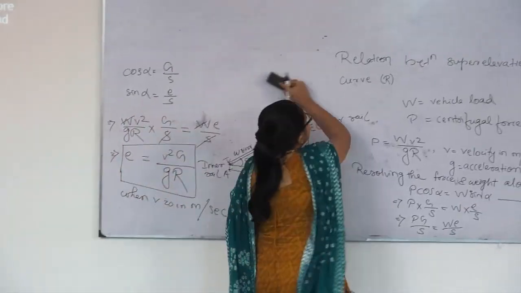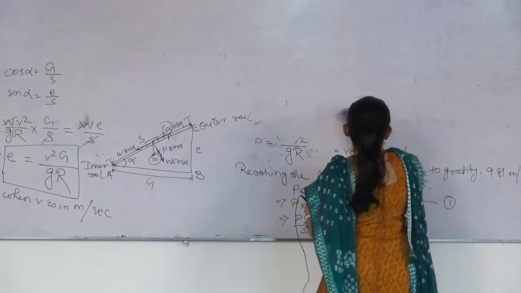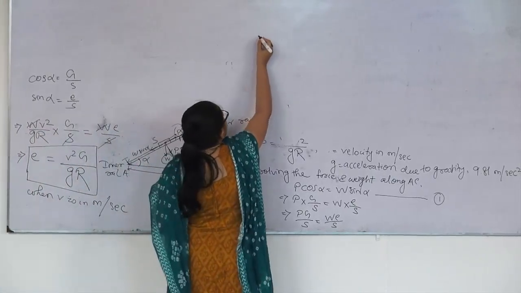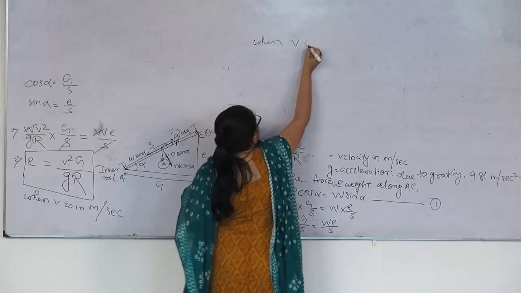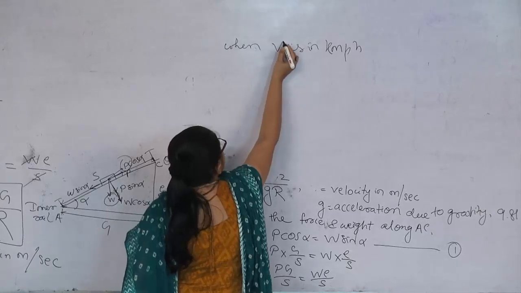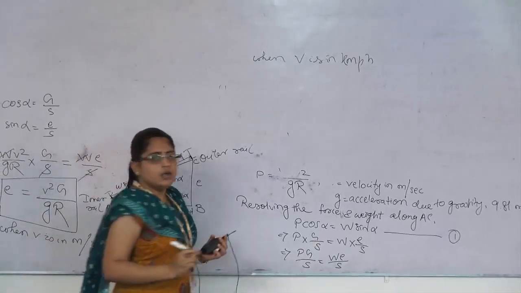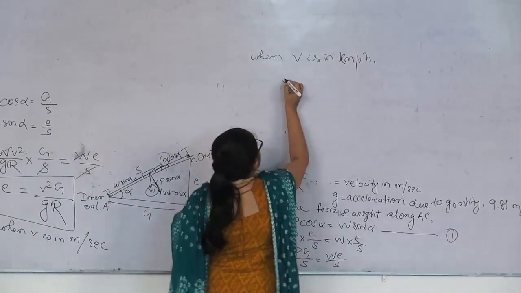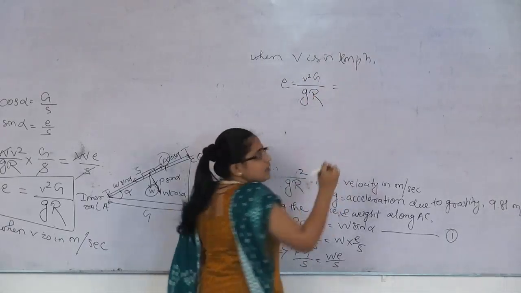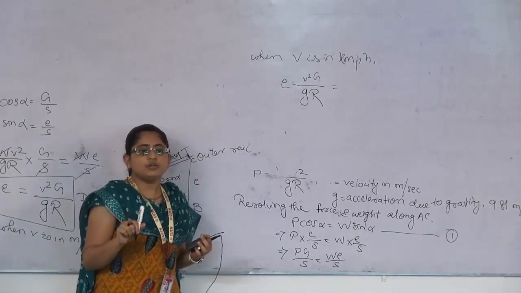So now we will be doing it in kilometer per hour. What will happen? What is the formula of superelevation when your V is in kilometer per hour? When V is in kmph, kilometer per hour. This is capital V. Clear? This is your capital V. Clear? So what will we be getting? E equal to V square G by G R. You have the equation. So when you are converting from meter per second to kilometer per hour, what do you have to do?